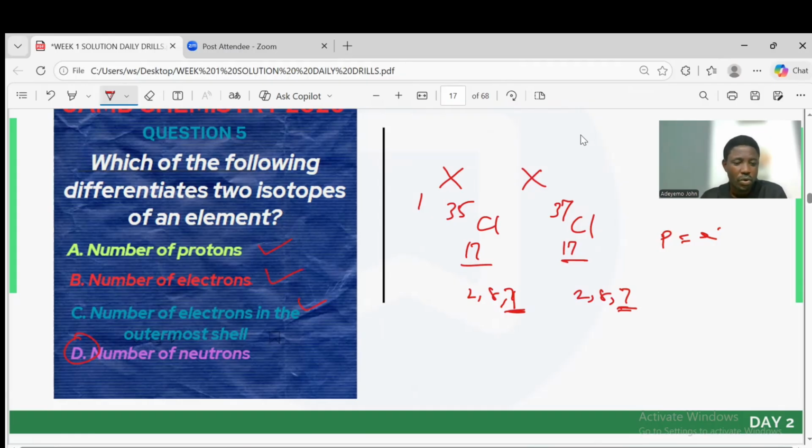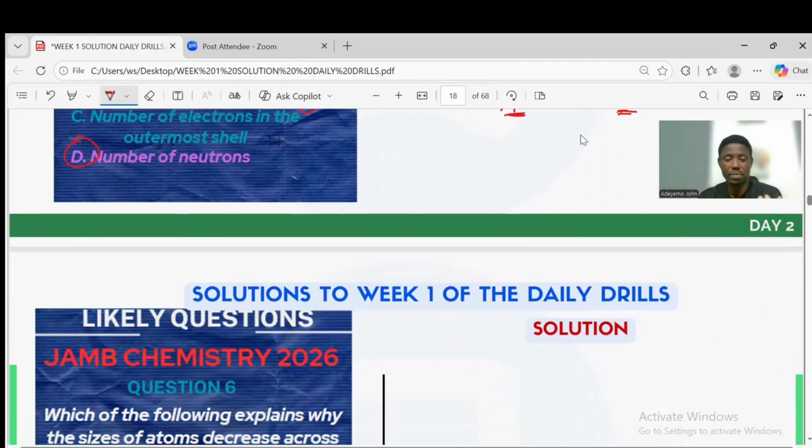But number of neutrons: if you want to get the number of neutrons, subtract 35 minus 17, 37 minus 17. This one has 18 neutrons, and this has 20 neutrons. 37 minus 17 is 20, 35 minus 17 is 18. So they have different numbers of neutrons. In fact, we can define isotopes as the atoms of the same element with the same proton number but different number of neutrons. So the mass numbers are different.